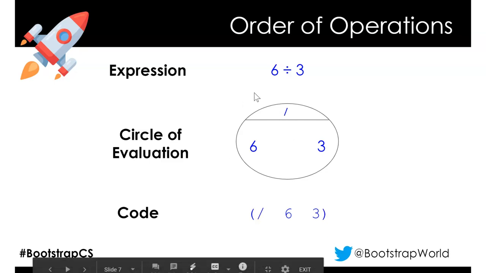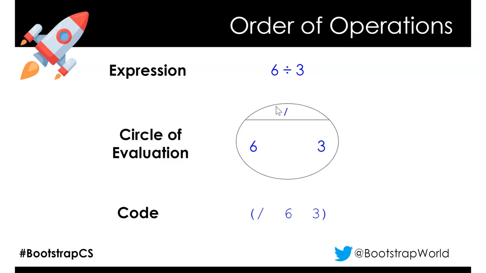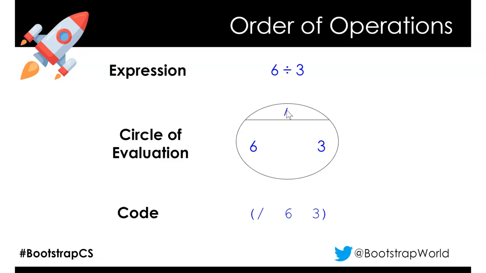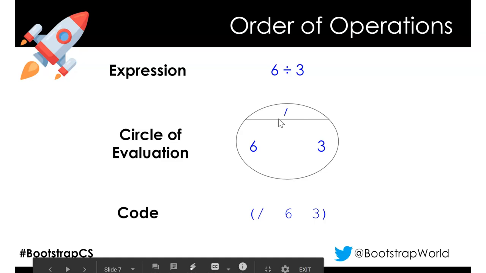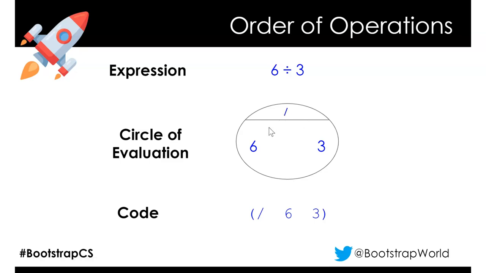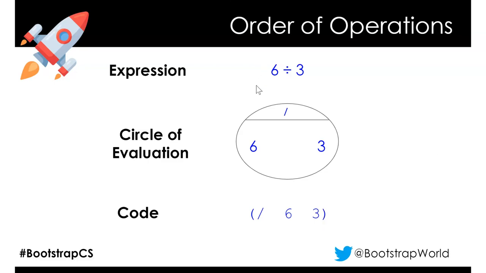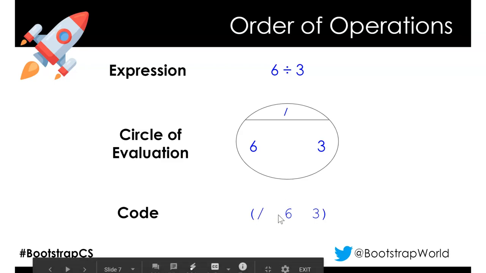So this spider is going to come from the top. He crosses the circle, so we put an open paren. He gets to the function, so that's the slash. We put a slash. The monster doesn't care anything about this line, so nothing happens. And then it goes left to right, 6, then 3. Then he goes out of the circle, so he crosses the line, and we put a close paren. And that's it. Again, we can take any math expression, turn it into one or multiple circles of evaluation, and easily turn that into code.